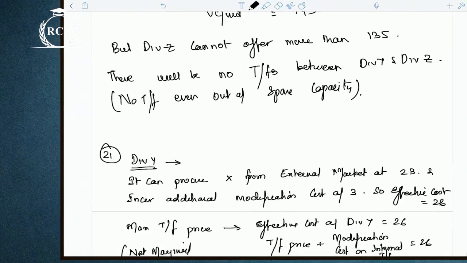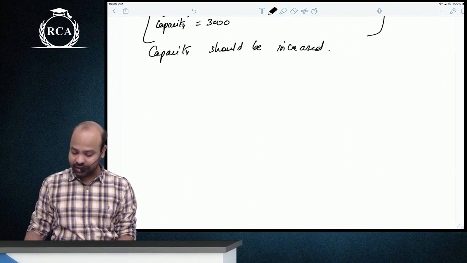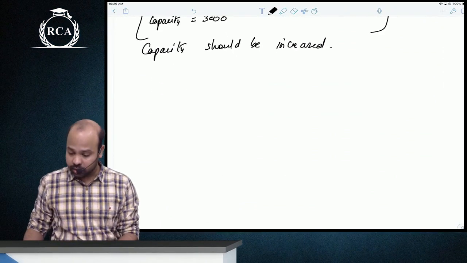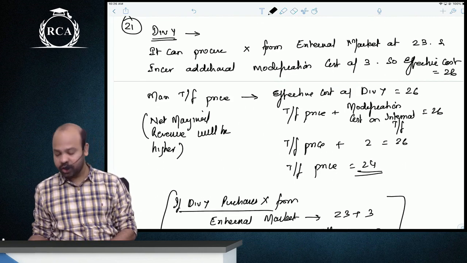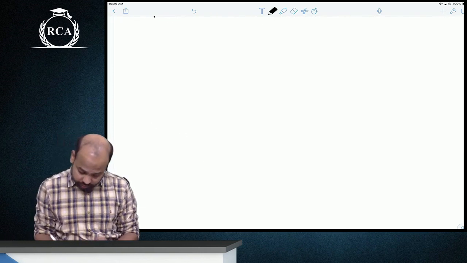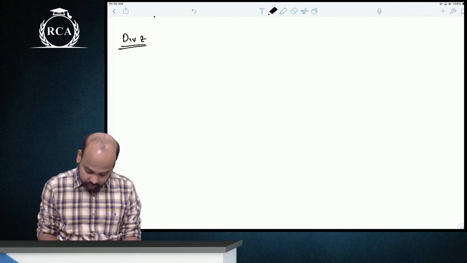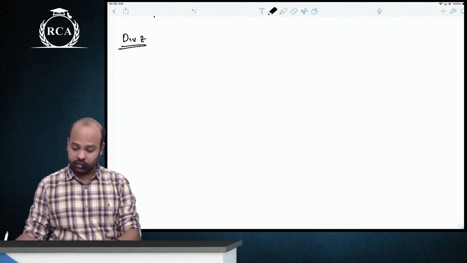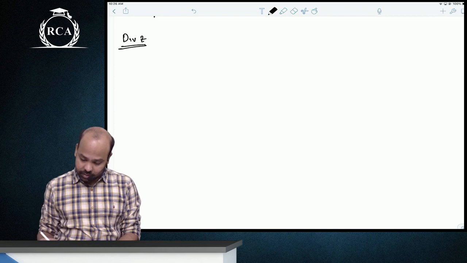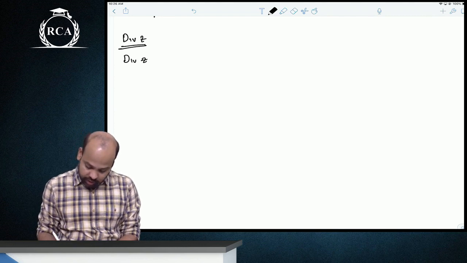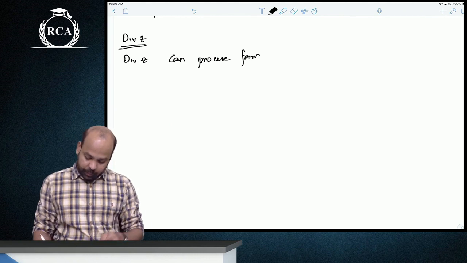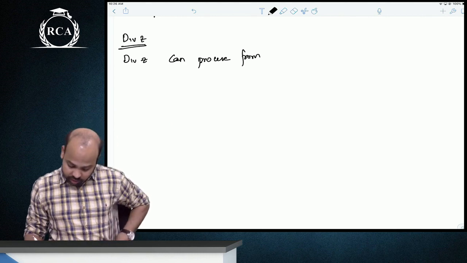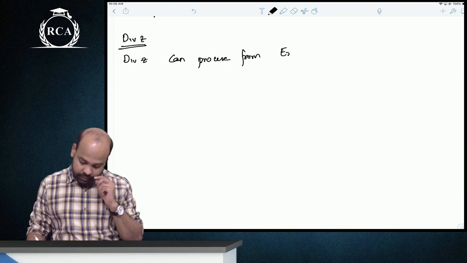So this was about the decision for division Y, that they have to increase the capacity, and the maximum transfer price that they are willing to offer is 24 rupees. Now let us think from the viewpoint of division Z. What does Z have? Division Z can procure from the external market. At what price?